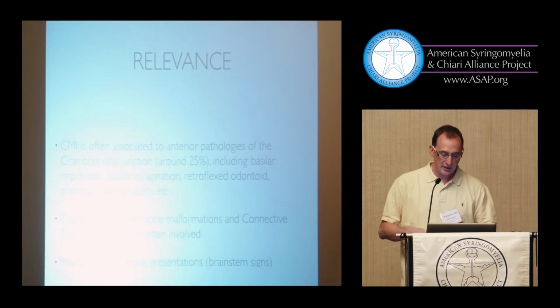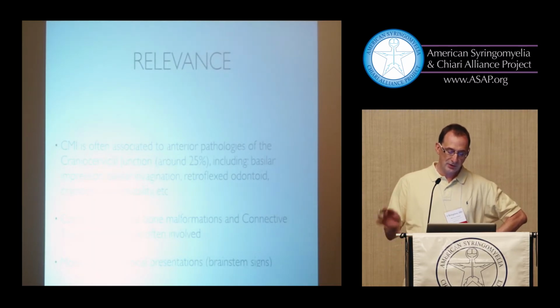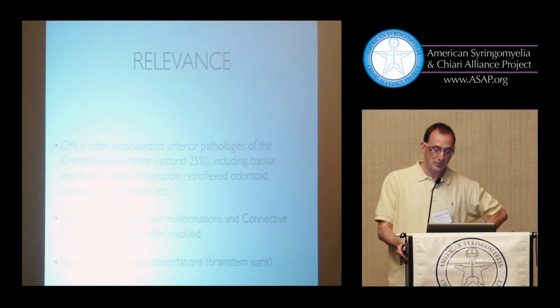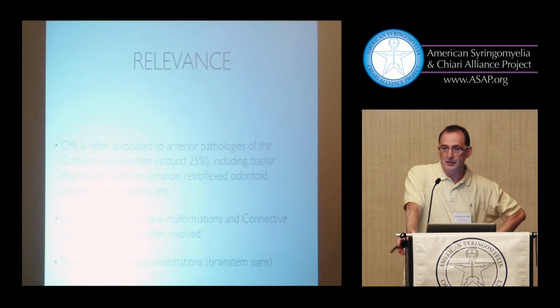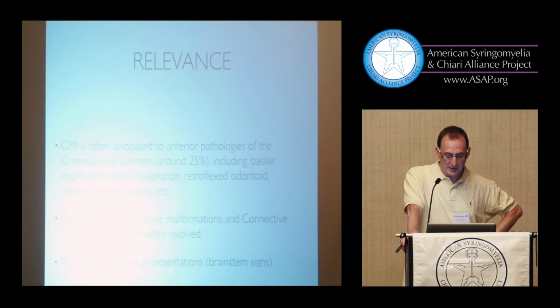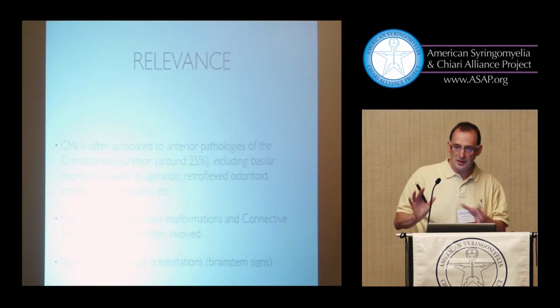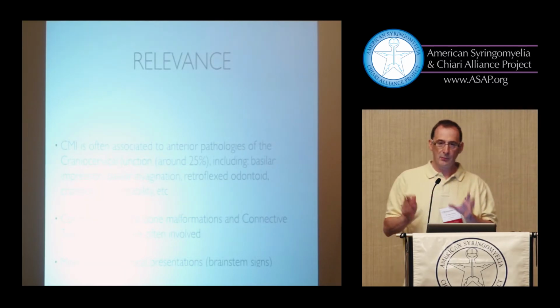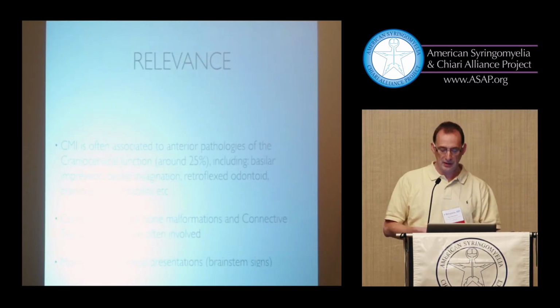What is the relevance? Here I'm quoting heavily from the seminal article of Dr. Brockmeyer. Chiari 1 malformation is often associated with anterior pathology of the craniocervical junction, in around 25% of cases. It includes a laundry list of conditions that you've heard about going around websites: basilar impression, basilar invagination, retroflexion of the odontoid, craniocervical instability. These are all somehow overlapping concepts, but they have one thing in common. There is something wrong at the junction between the skull and the neck, and that's compounding the injury of the Chiari.